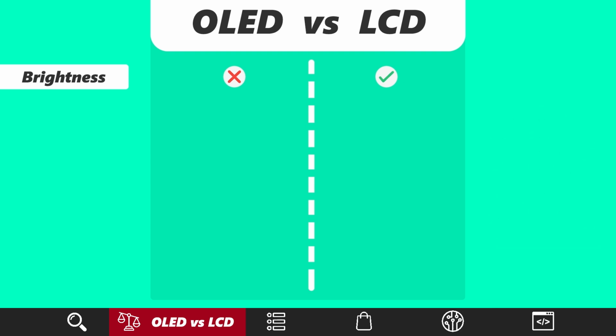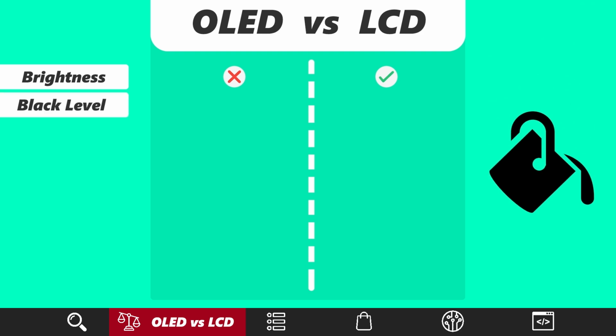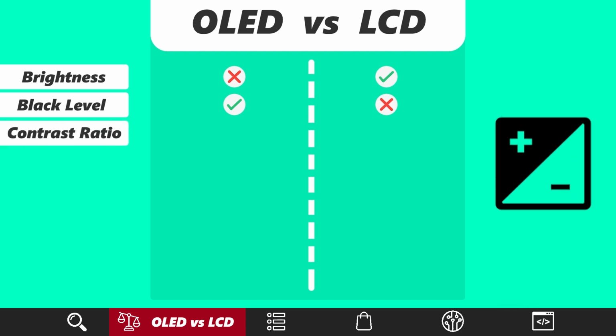Black level. OLED wins here because of its ability to turn off individual pixels completely. It can produce truly perfect black. Contrast ratio. Contrast ratio is the difference between the brightest and the darkest a display can be. OLED is the winner here because it can get extremely bright and it can produce absolute black with no blooming.